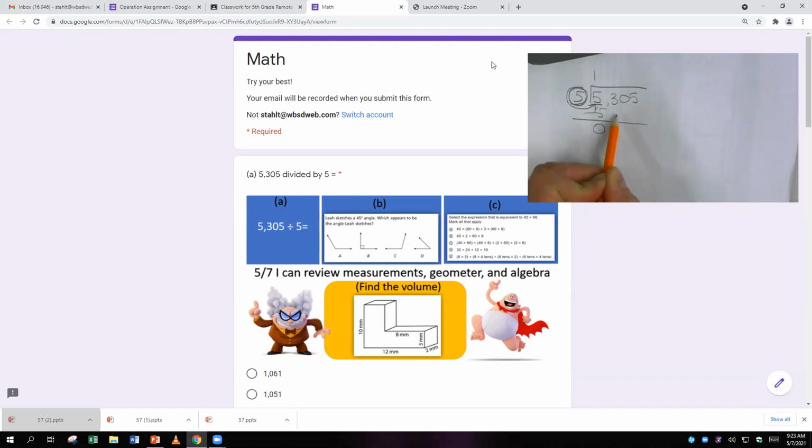It went in perfect. Bring down the next number. How many 5s come out of 3? None. Zip. 0. Nada. So what's left over? Well, all 3 is left over because I took away nothing from the 3. Now I have the 3 hundreds and 0 tens, which is 30 tens. How many 5s go into 30? 6. What's left over? Nothing. Took everything. How many 5s go into 5? 1. So therefore, your answer is 1061.